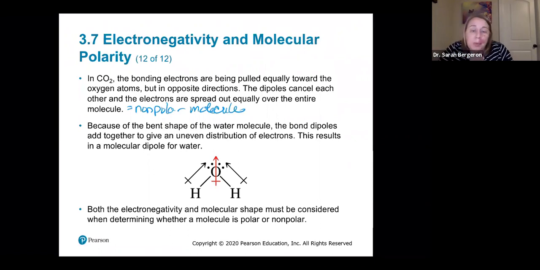Okay. But where water had that bent shape, the bent shape is asymmetric, right? The bond polarities don't cancel each other out. So we have this overall dipole moment inside of this molecule. And this is really, really important for how water molecules interact and all the properties of water that we know. I mean, it makes water super unique. And so when you look at a molecule, you have to look at the individual electronegativities to determine your bond polarities. And then you have to look at the overall shape.